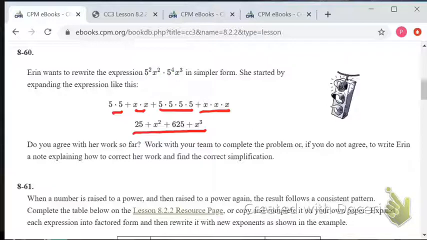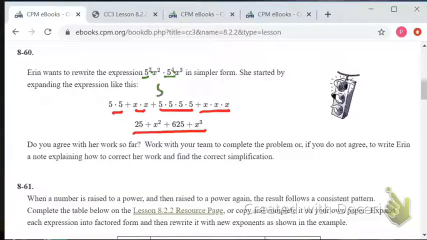Let me erase that and start over here. It's 5 squared times x squared times 5 to the 4th times x to the 3rd. And as we previously mentioned, multiplication is commutative, so it doesn't matter the order. I'm just going to multiply 5 to the 2nd times 5 to the 4th. And that should give me 5 to the 2 plus 4.